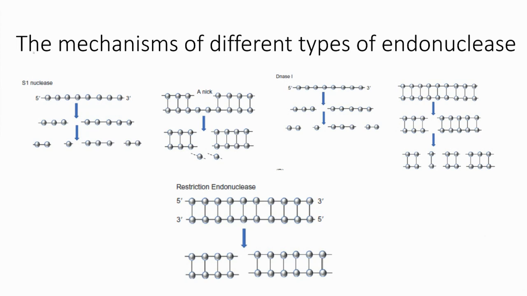As you can see here, the S1 nuclease can only degrade the single-stranded region. So if you have a single-stranded DNA region here, then it can be degraded. But the S1 nuclease will not attack the double-stranded DNA region. On the other hand, DNase 1 can attack both single-stranded and double-stranded DNA regions. So again, DNase 1 can degrade the DNA completely if the DNA is not bound by protein.